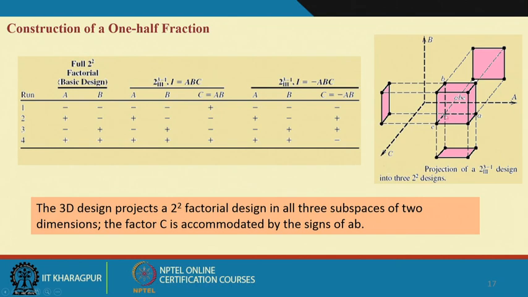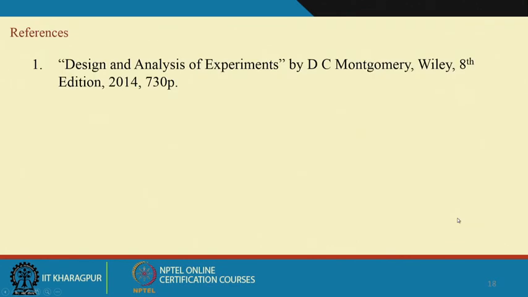You see that 2 to the power 3 design, and if you do even a fractional factorial 1/2 of it, at least at the AB level, or here AC or BC level, you will have full information, provided the resolution is 3. The lecture is taken from Montgomery's book Design and Analysis of Experiments.